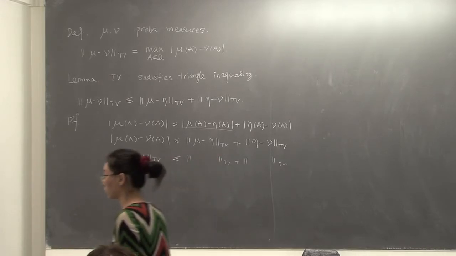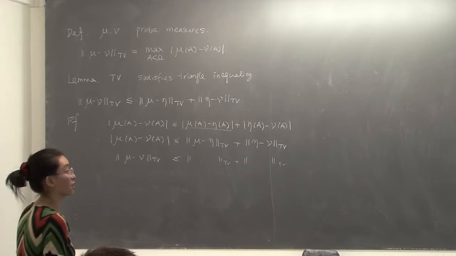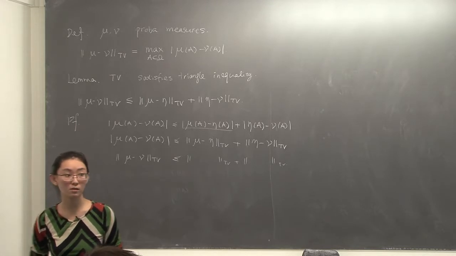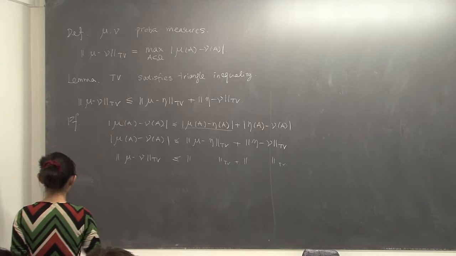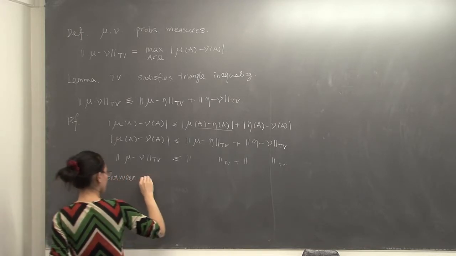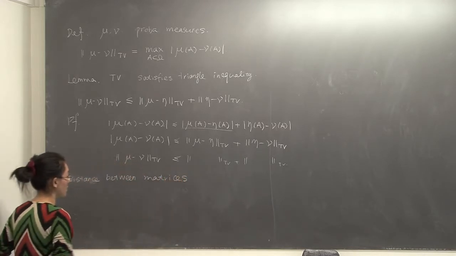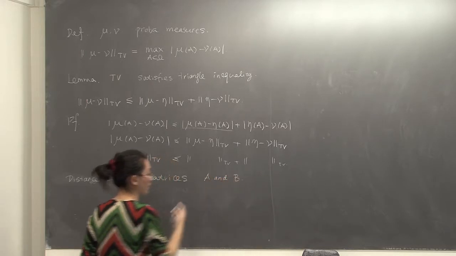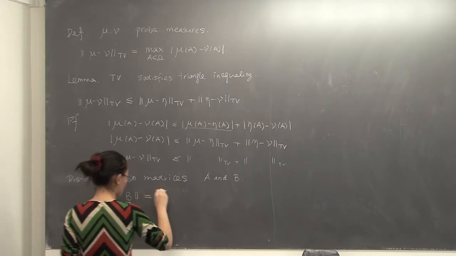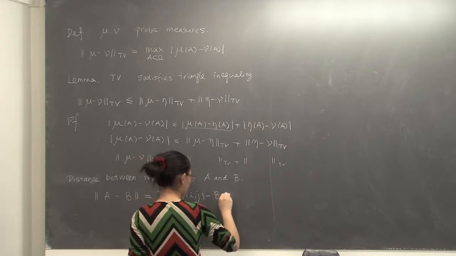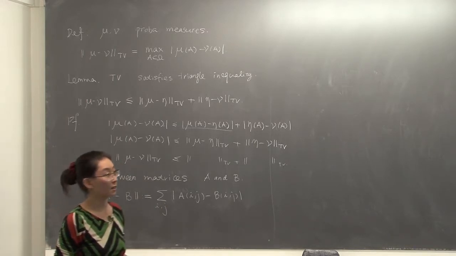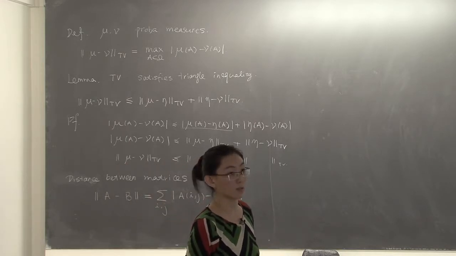And now I will give you two equivalent ways to define total variation distance. The first is that the total variation distance is the same as the distance between matrices. So just a quick recall, what is the distance between two matrices? Suppose A and B are two matrices and they have the same size, then the distance between these two matrices is defined as follows. This is the definition of distance between two matrices. And in this lemma, we show that the total variation distance is half of the distance between these two row vectors.